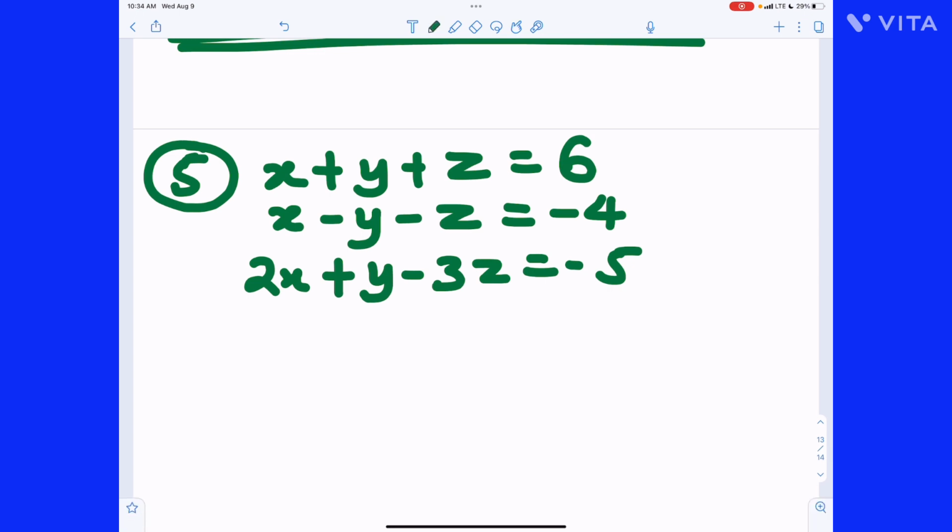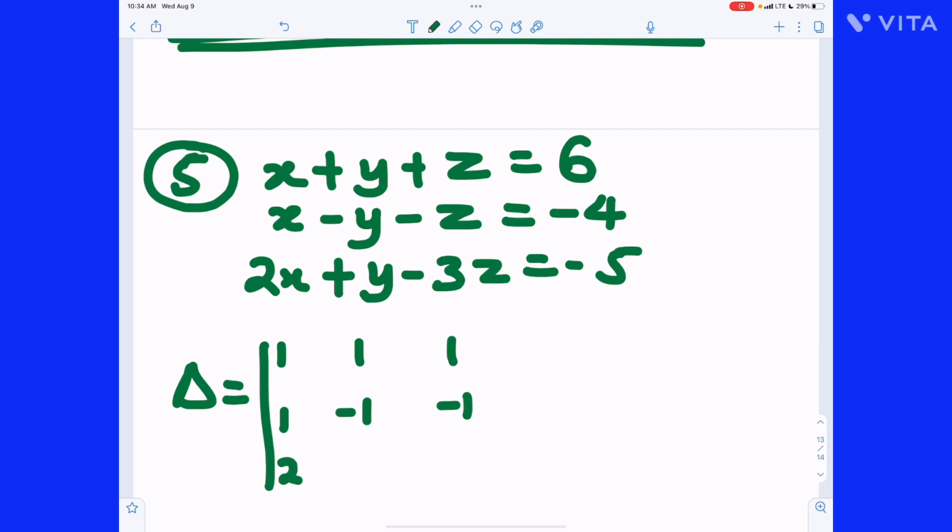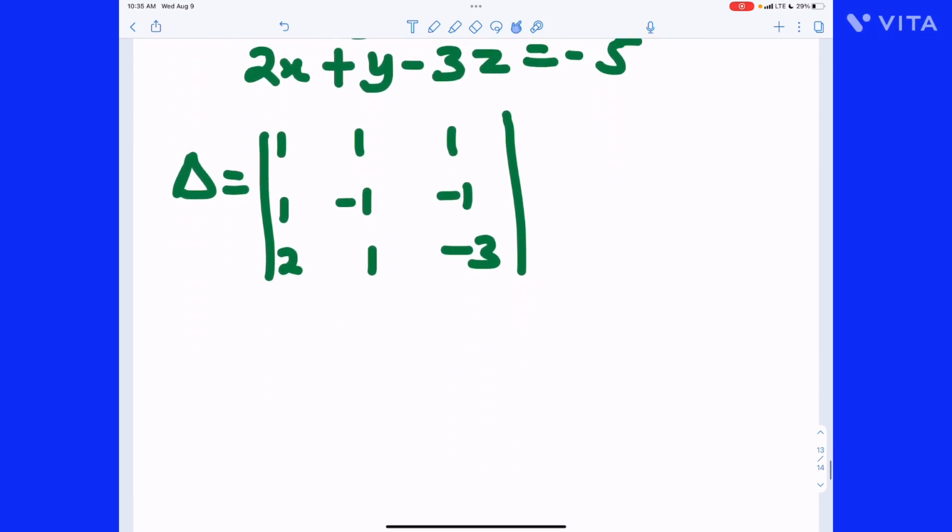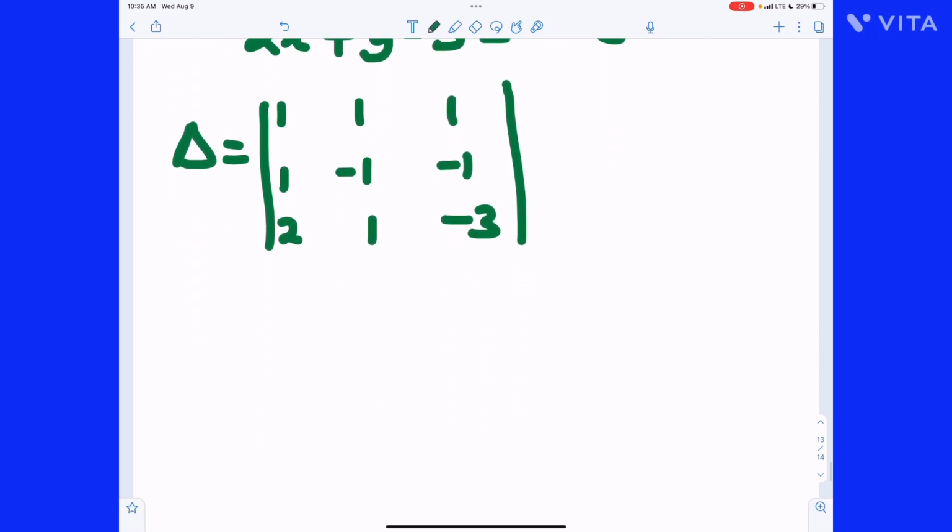So first of all, here too, I'll find my determinant. What will my determinant be? 1, 1, 1, 1, minus 1, minus 1, then 2, 1, minus 3. So here, what do I do to get my determinant? You are very familiar with this, so I'm going to be fast.